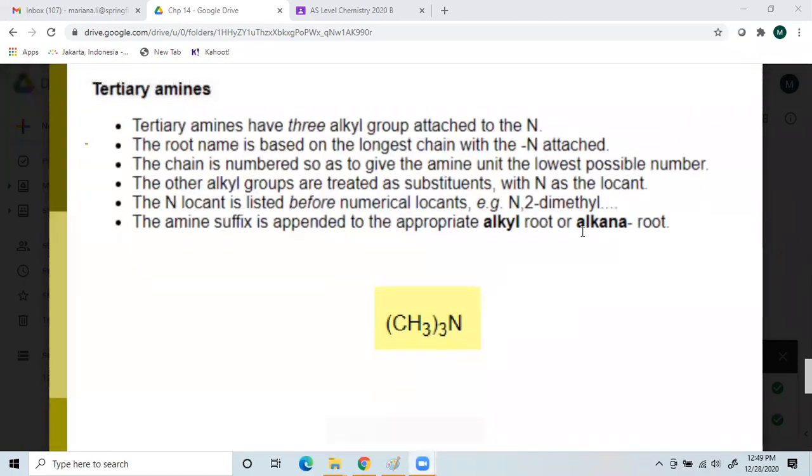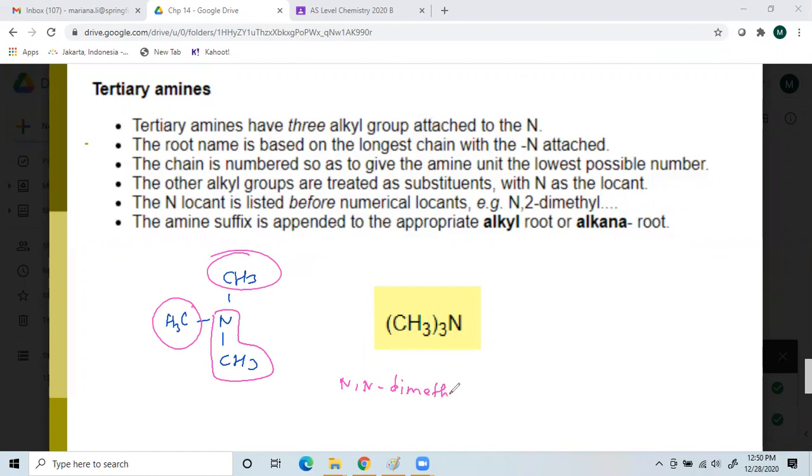For tertiary amine, it has three alkyl groups. Okay, and the chain is numbered so as to give the amine the lowest possible number. So once again, you should state N as the locant. CH3 three times on N, so it would be like this: CH3, this is N, this is CH3, this is CH3. Okay, you should choose one as the longest chain, which is this. The others, assume these are the R groups. So the name would be N,N-dimethyl methanamine.